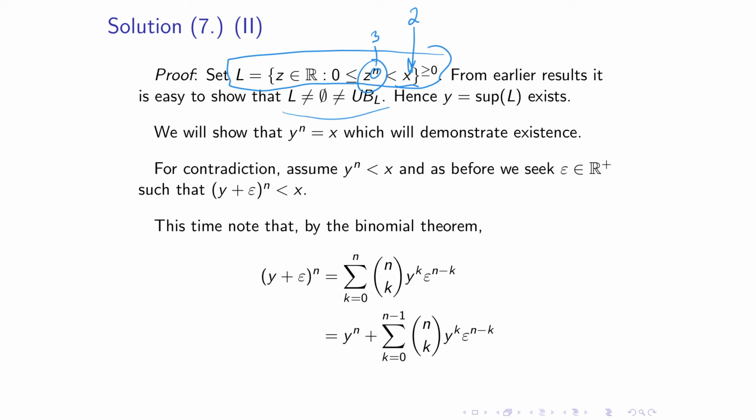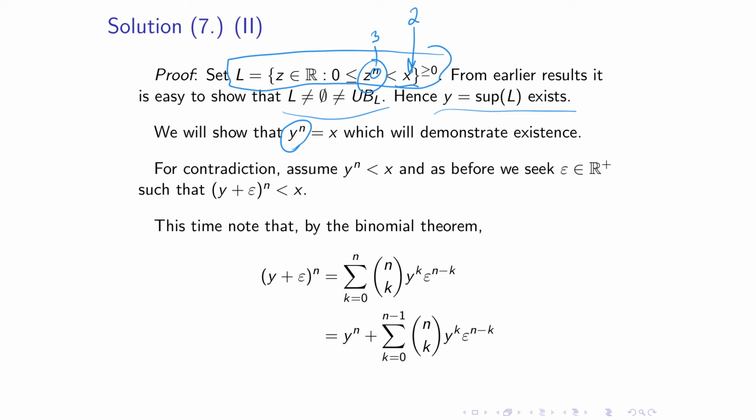from what we've shown, I think it was back in exercise 2 of this video, the set must be non-empty and bounded above, so its supremum exists. And we will show, what I used to call alpha, I'm now going to call y to the n in this particular case. And we will show that y to the n is equal to x. And that will demonstrate the existence of a number satisfying this equation.